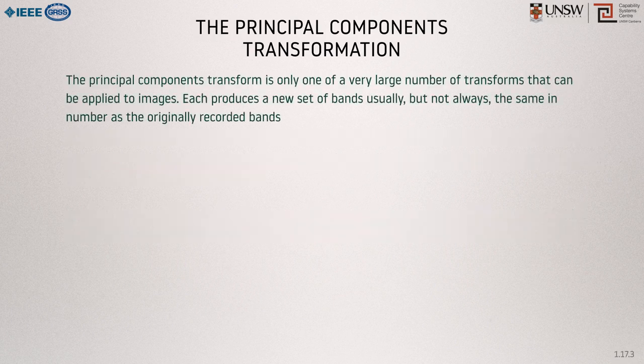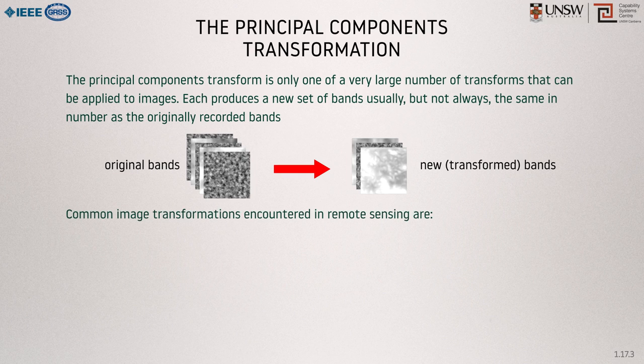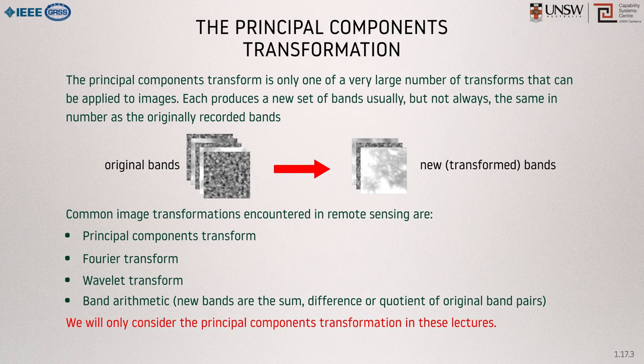When we apply the Principal Components transform, we generate a new set of bands with which to describe the image. The pixel brightness values in these new bands turn out to be weighted linear combinations of the original pixel brightness values. There are a number of image transformations of this nature that will be encountered in image processing, including the so-called Fourier transform, the wavelet transform, and band arithmetic. We will only treat the Principal Components transform in these lectures and make some reference to band arithmetic, in which the elements of pixel vectors from two different images are added, subtracted, or divided.